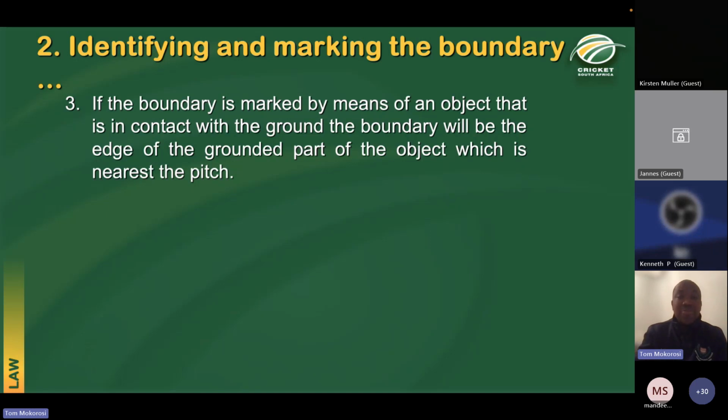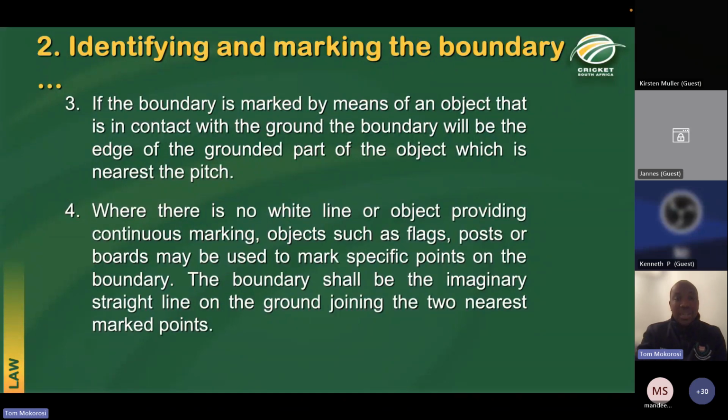If the boundary is marked by means of an object that is in contact with the ground, the boundary will be the edge of the grounded part of the object, which is nearest the pitch. And there, the boundary cushion is a perfect example of what the law is referring to here.